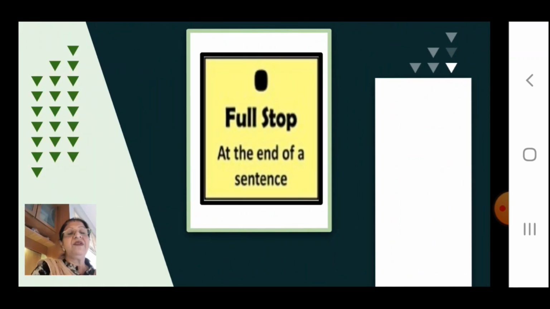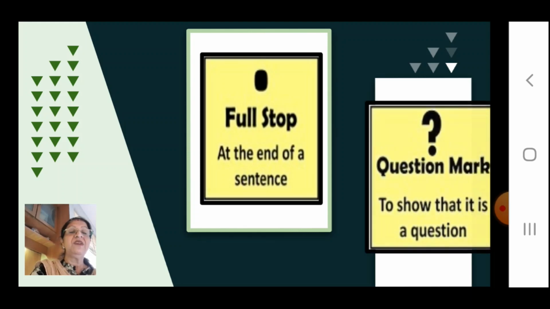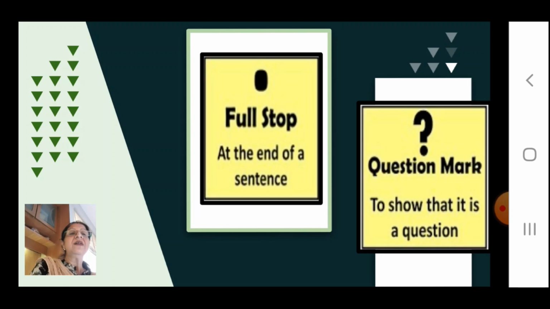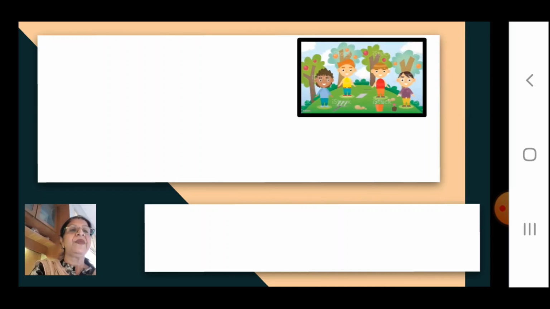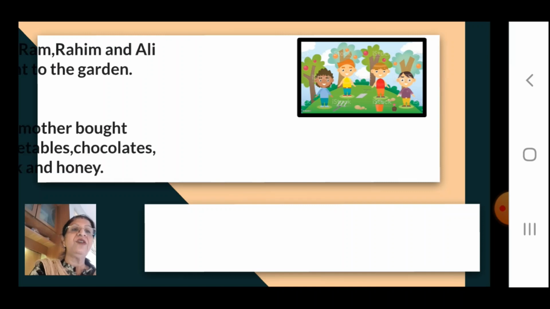This is a revision about full stop. Where do we add full stop? We add it at the end of a sentence, and we start a sentence with a capital letter, which I have already taught you in part 1. And what is a question mark? A question mark is to show that it is a question. So full stop and question mark we've already done. And now we are going to do about comma. Where to put comma and what is a comma.